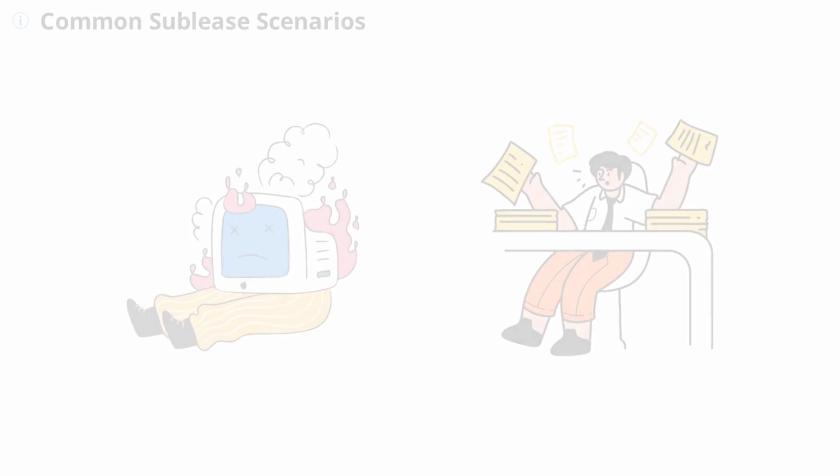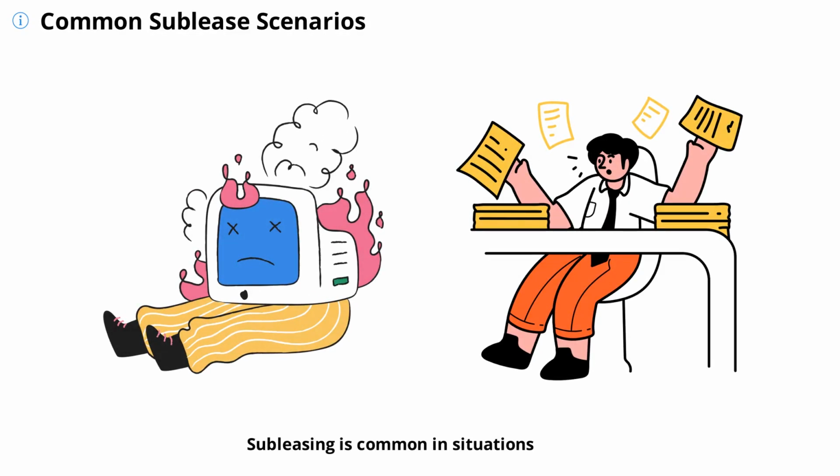Subleasing is common in situations where tenants need to relocate temporarily, such as for a job transfer, study abroad program, or extended travel. It can also be used when roommates move out and the remaining tenant wants to fill the space. In high-demand rental markets, subleasing can help tenants avoid losing their apartment or paying double rent. Each scenario has its own considerations, but the basic principles remain the same.